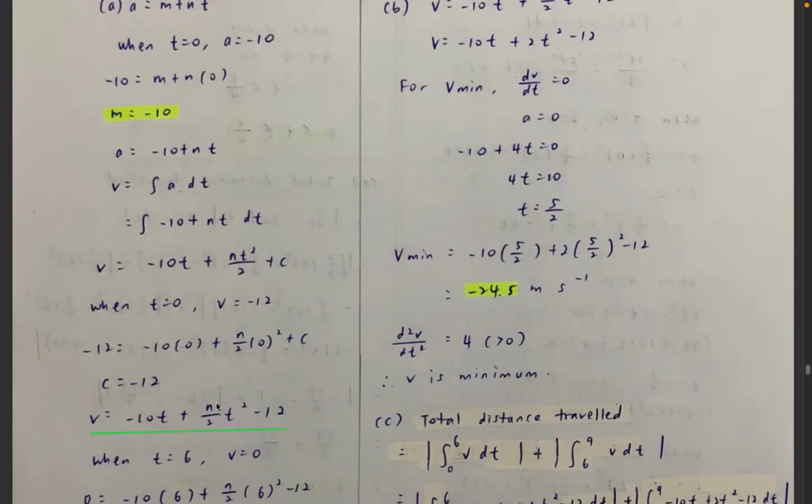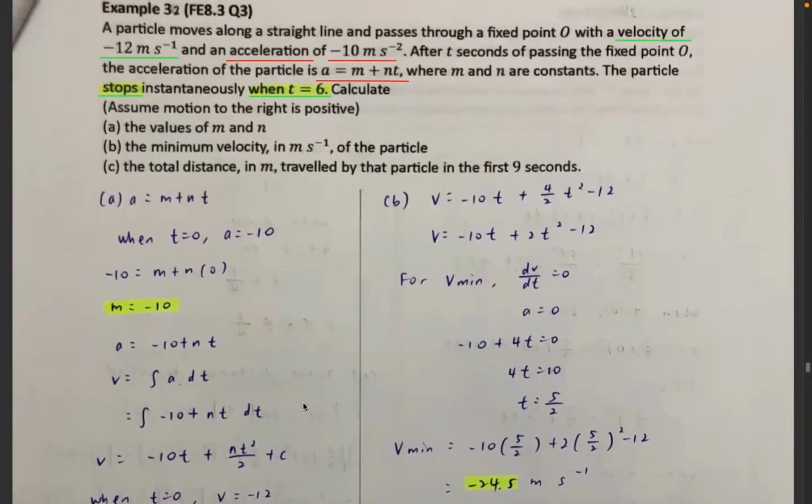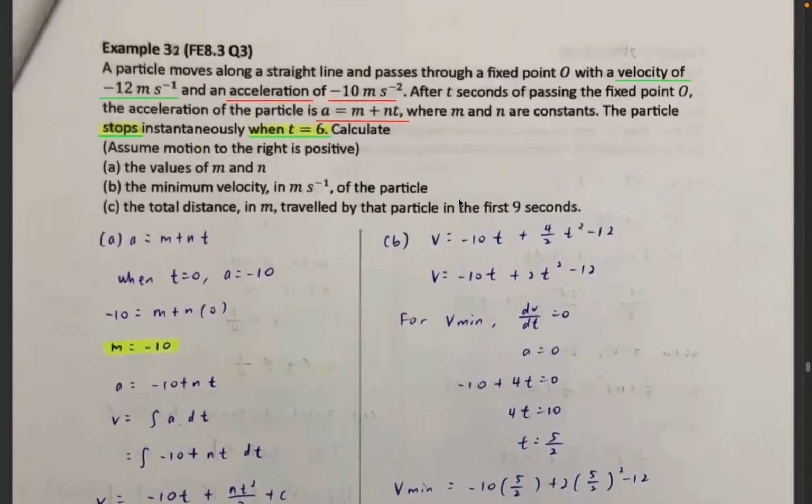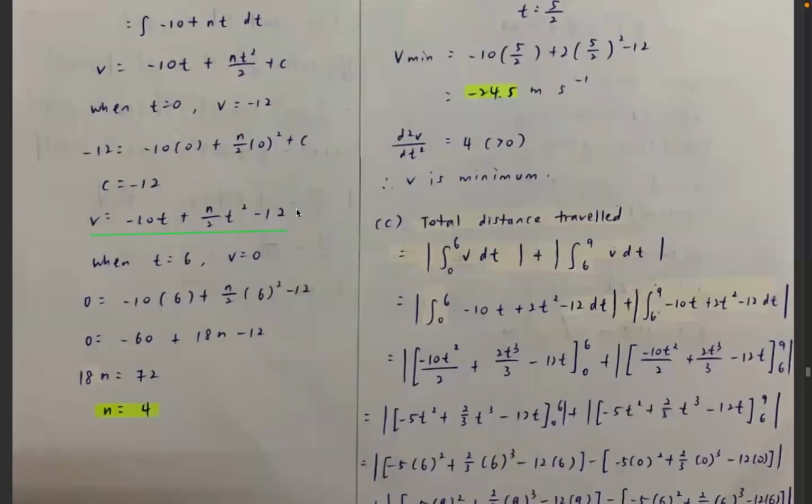In the velocity function, there is still n. So let's check, is there any other information that the question gives us? The particle stops instantaneously when t equals 6. When the particle stops, it means V equals 0. That means when V equals 0, t equals 6. So we sub this information into this function. For t we sub 6, for V we sub 0. So in the end, we have the answer n equals 4.